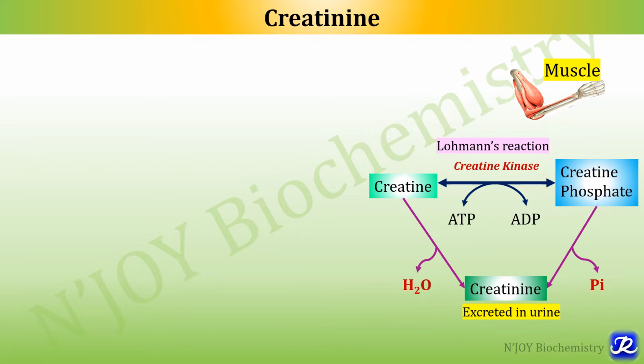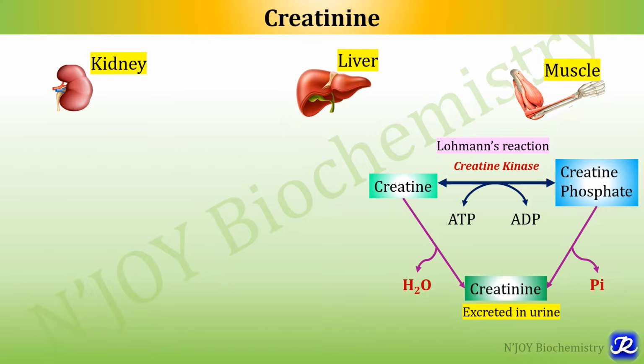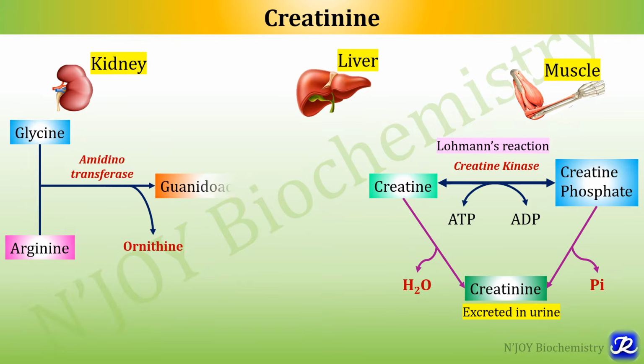Then where is it synthesized? It is synthesized in two important organs, that is kidney and liver. One step of creatine synthesis occurs in the kidney and the second step occurs in the liver. And creatine formation requires three important amino acids, that is glycine, arginine and methionine, that is GAM. So let's see the first reaction.